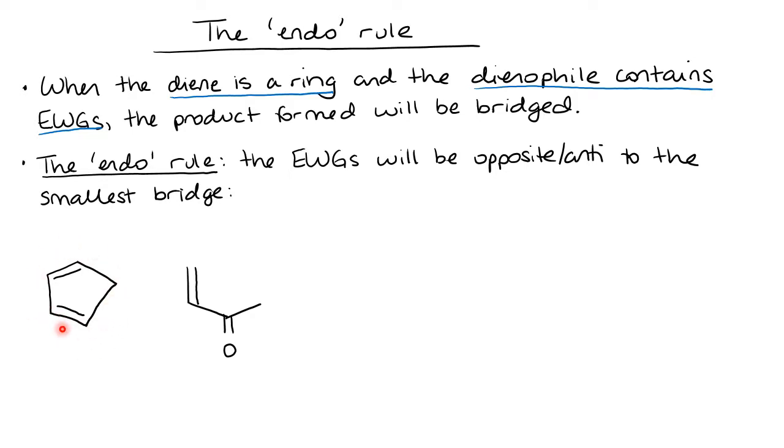So we have a conjugated diene, which is enclosed in a ring. We're reacting it with a dienophile that contains an electron withdrawing group. So again, it's very important to number your carbons to keep track of everything. So I will just go ahead and number them like this, and it doesn't really matter how you number them.